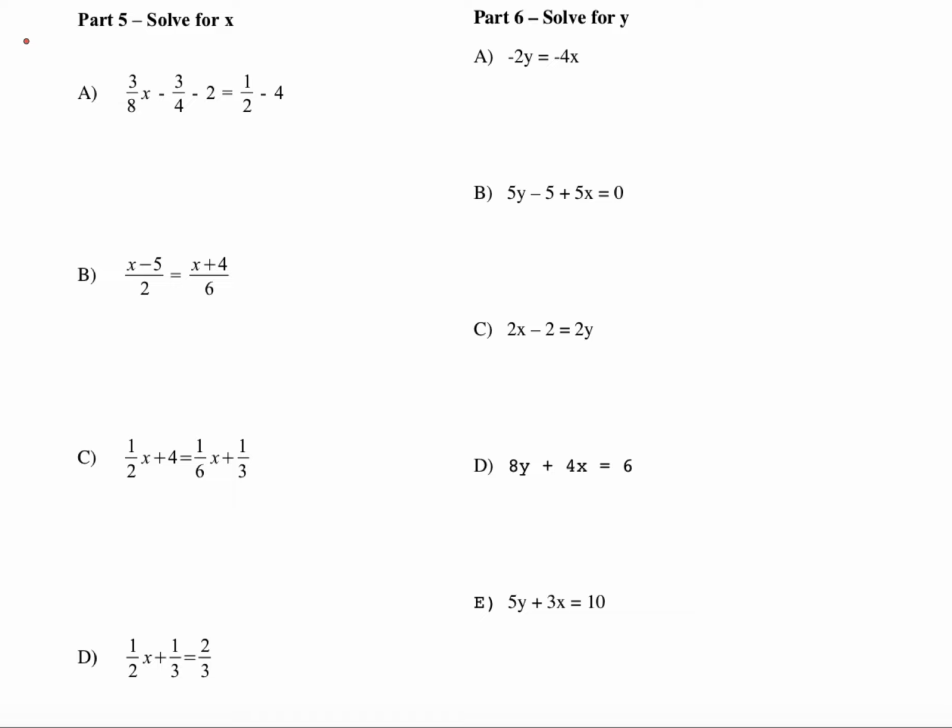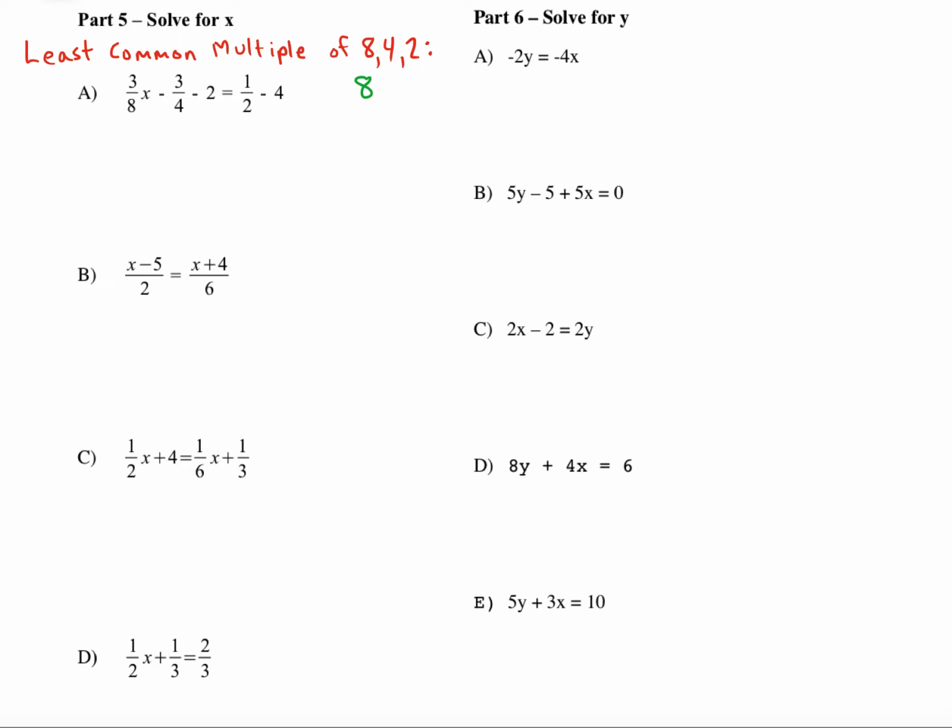So, what is the least common multiple for 8, 4, and 2? Well, it happens to be 8. 8 is a number which is divisible by 8. It's also divisible evenly by 4 and divisible by 2 as well.